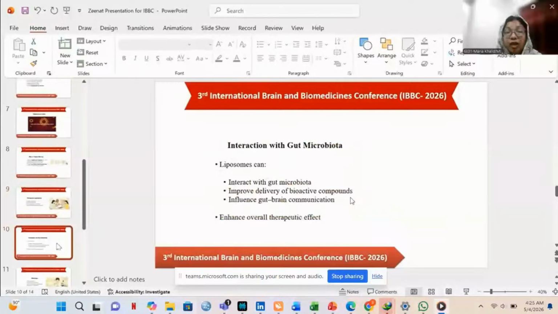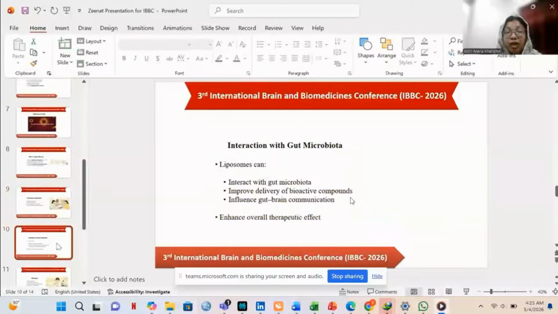Challenge number 2 is large-scale production. While liposomes can easily be prepared in the lab, producing them consistently on an industrial scale is more difficult. Maintaining uniform size and quality is a major concern. The third challenge is cost and formulation complexity. Liposome preparation involves expensive materials and advanced techniques. The formulation process can be complex, requiring careful optimization of components and conditions. This increases the overall cost of production.